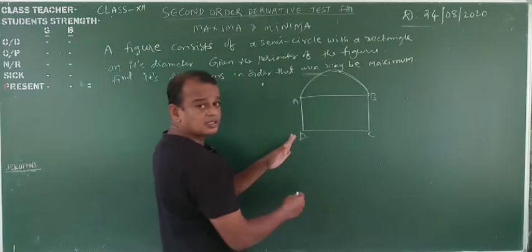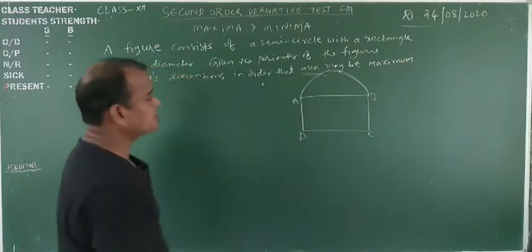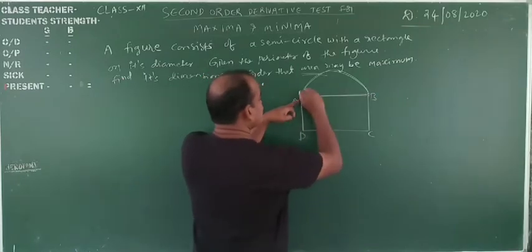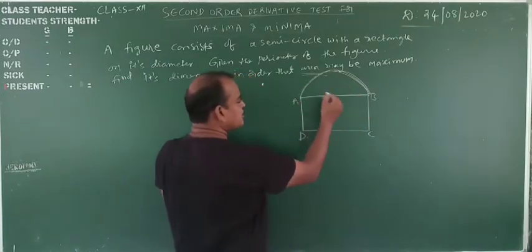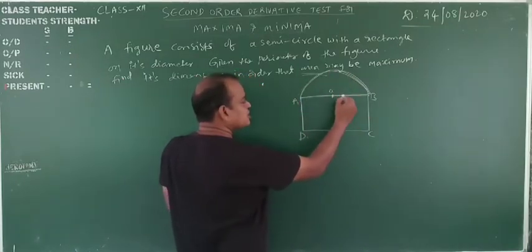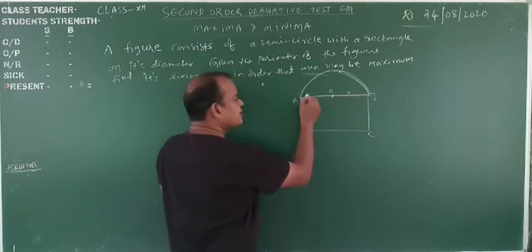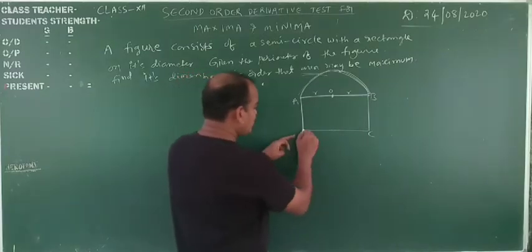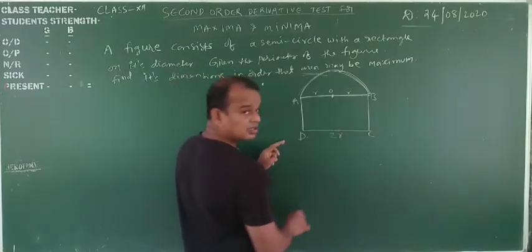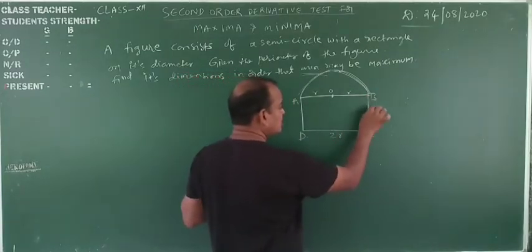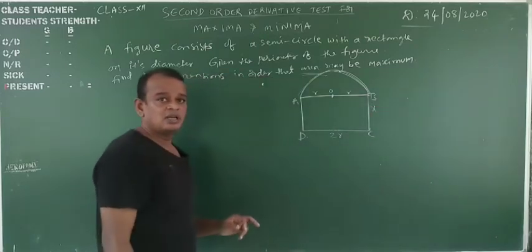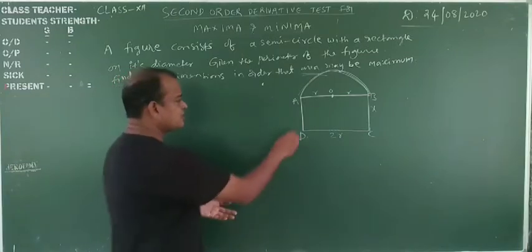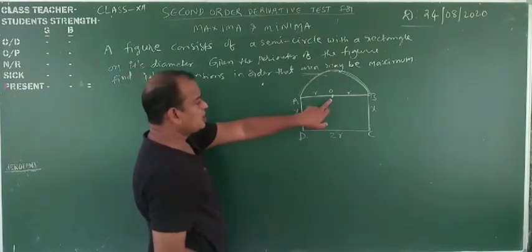This is like a window in this shape. This is the diameter. This is the semicircle. For suppose, the semicircle means this is the center. This is the radius, this is also a radius. AB is the diameter, so length is 2r. This is also 2r. What about the breadth? We don't know. That is equal to x. Breadth. Now perimeter. This is also x.